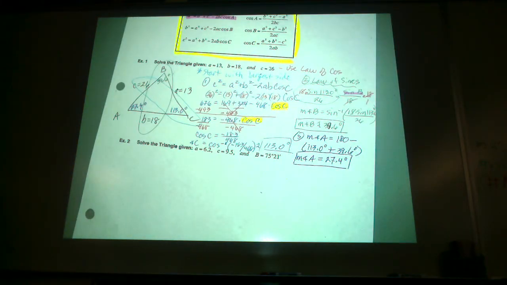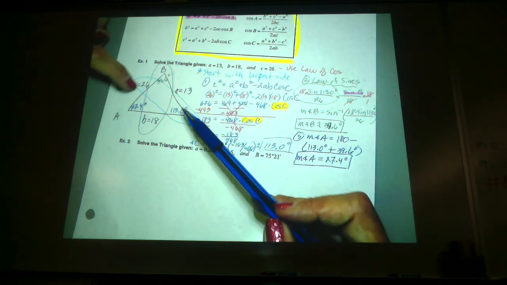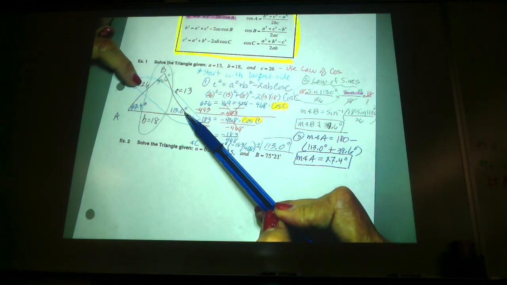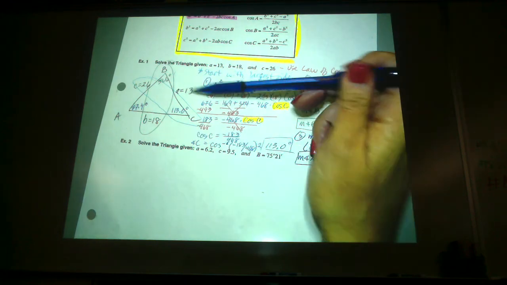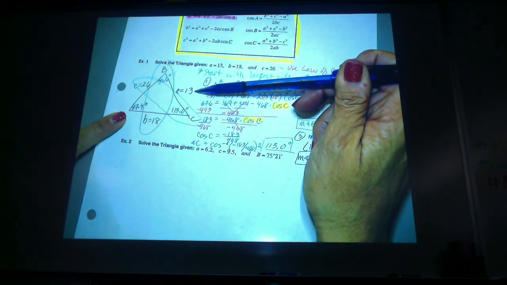And then we're going to look at our side lengths and our angles to verify that our answers are reasonable. Across from my largest side, is that the biggest angle? Okay. Across from my smallest side, is that the smallest angle? Yes. And so it seems that our answers are reasonable.